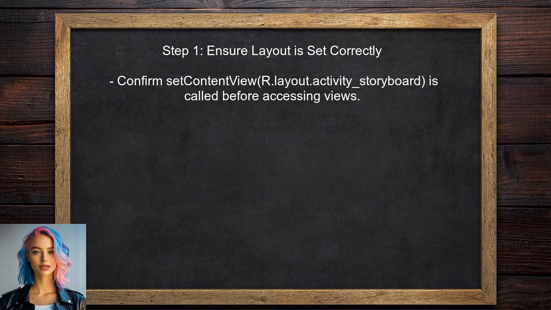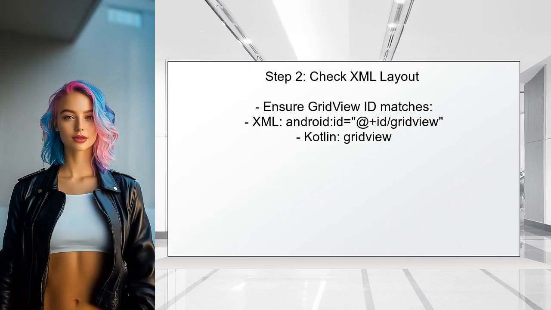To address the issue of the grid view being unexpectedly null, the user should first ensure that the layout is correctly set in the onCreate method. This means confirming that the setContentView method is called before accessing any views. Next, the user should check if the XML layout file is correctly defined. The grid view must have the correct ID that matches what is referenced in the Kotlin code.